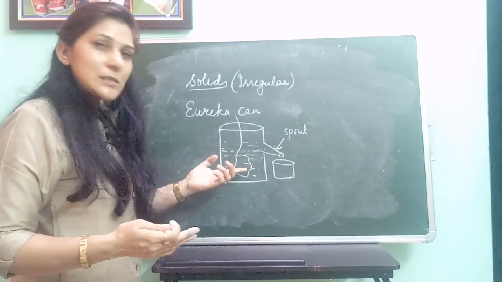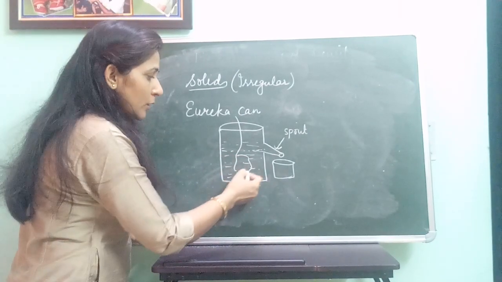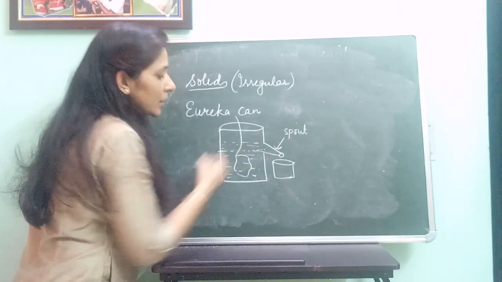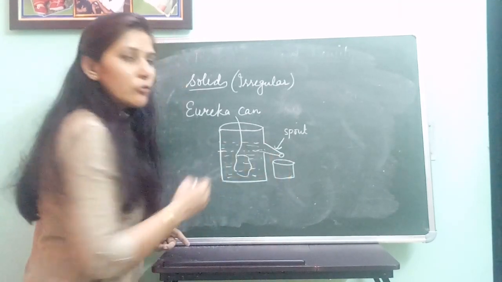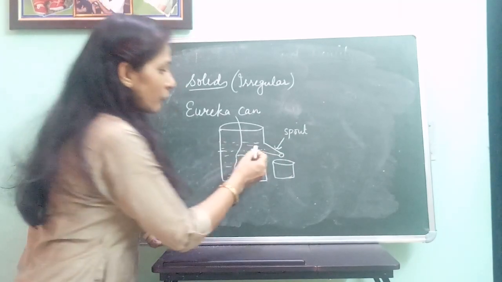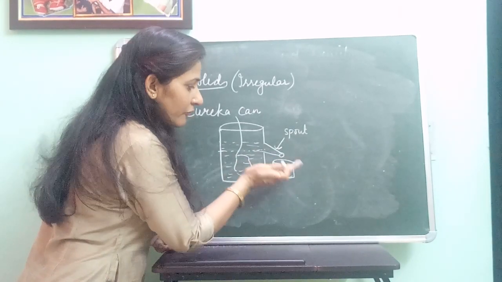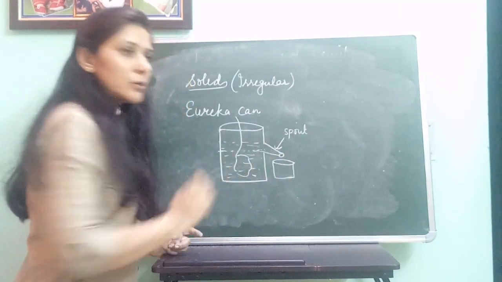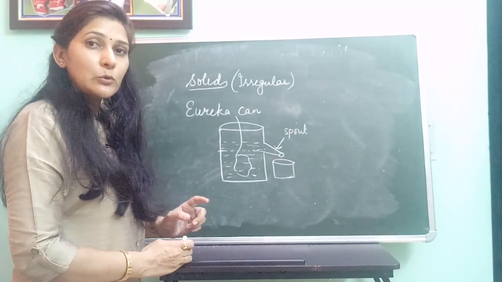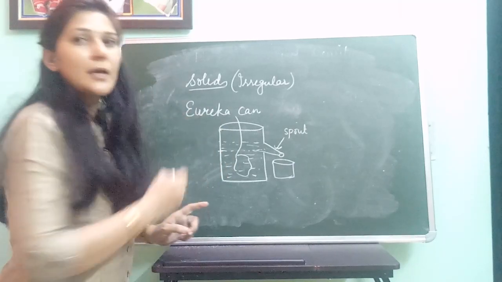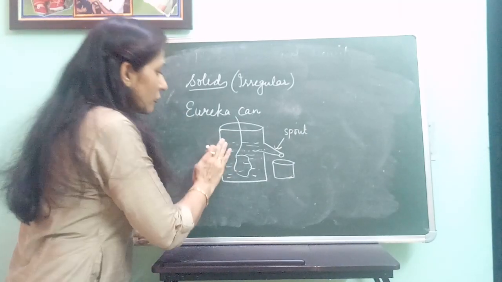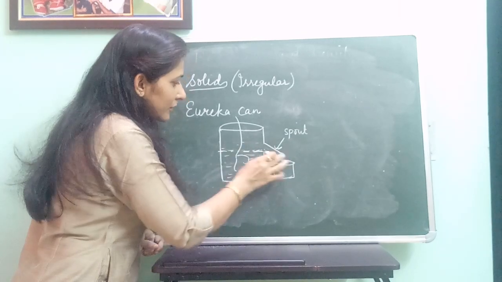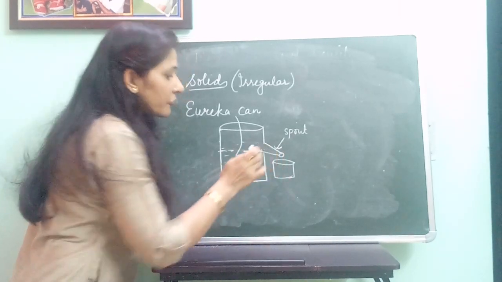So in this case also it happens: this stone is able to displace some amount of water, and the level of water rises up to here, and water will start coming out from the spout. When water starts coming out from the spout, and if we placed a beaker under it, we are able to collect that water in the beaker. How much water are we able to collect? The displaced water. So when the displaced water is collected into the beaker, after that the water will stop coming from the spout.